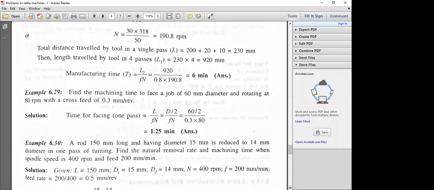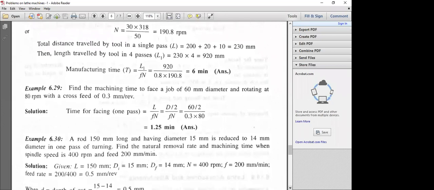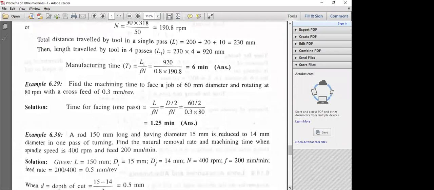Just try to read this problem. A rod 150 long and having a diameter of 15 is reduced to 14 in one pass of turning. So the initial diameter here is 15 and the final diameter is 14. Find the metal removal rate and machining time when the spindle speed capital N is 400 rpm, and feed is 200 per minute.